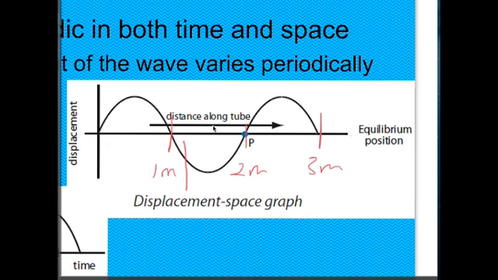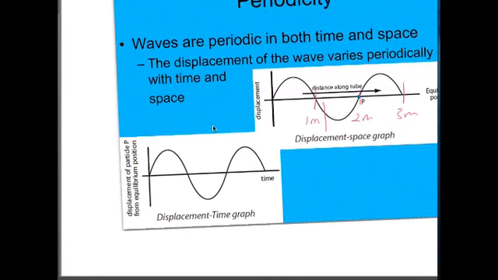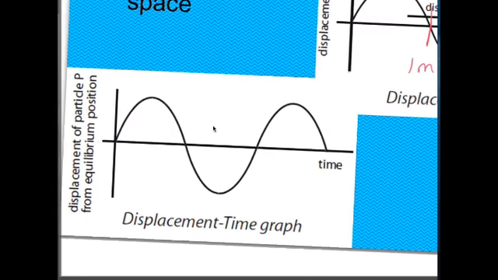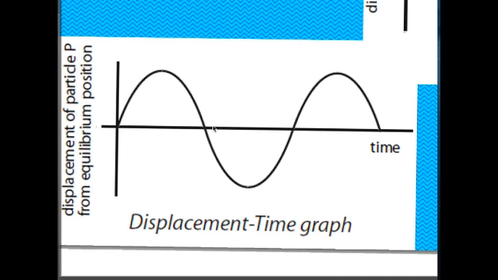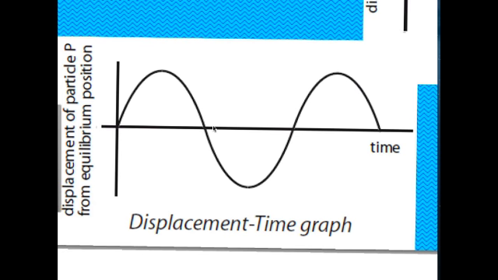But it also varies with time. And so this is a displacement time graph. And here we're looking at a given point. We are looking at point P, and we're graphing the displacement of the material over a given time.